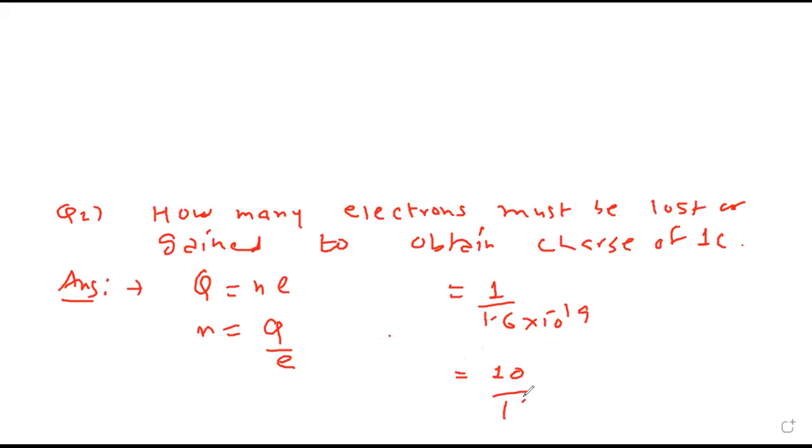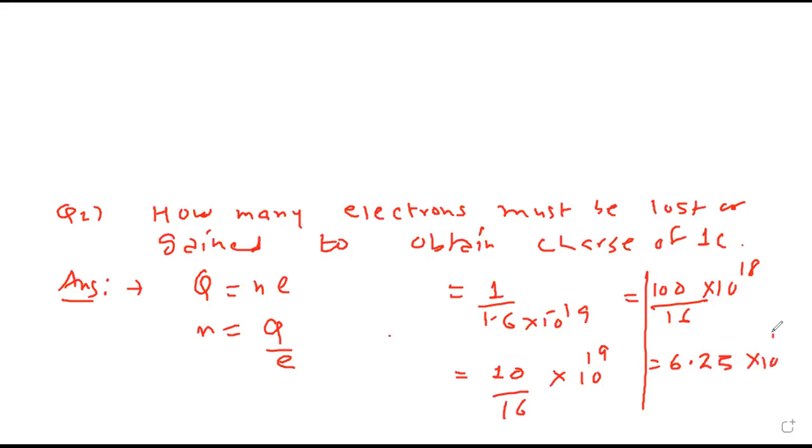It's 6.25 into 10 to 18. Correct. I wrote 1 upon 1.6 into 10 raised to minus 19, which I can further write as 100 into 10 raised to 18 upon 16. 16 into 6 is 96, remainder 4, 16 into 2 is 32, remainder 8, 16 into 5. So 6.25 into 10 raised to 18 electrons when lost or gained, the charge is said to be 1 coulomb.